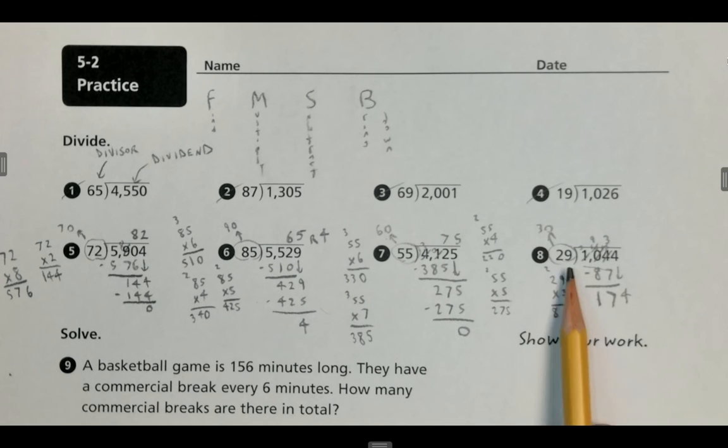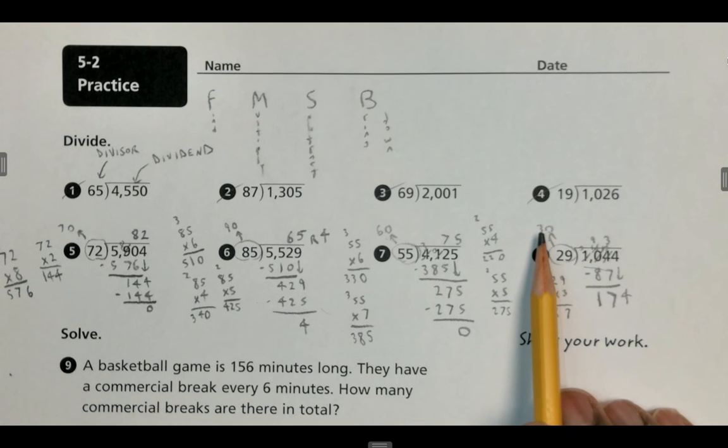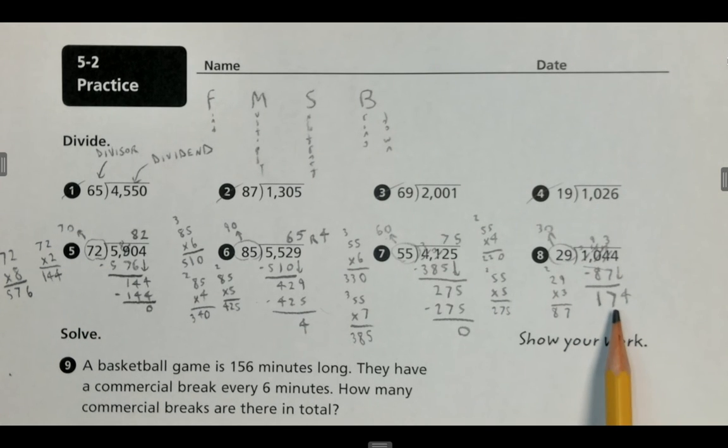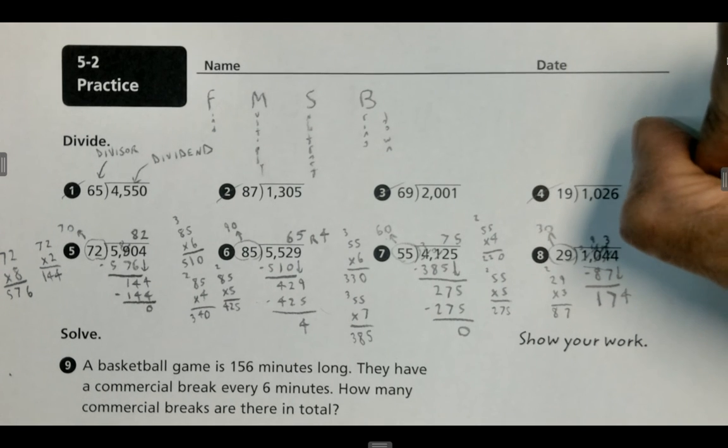We have to find how many times 29 goes into 174. Let's use our rounded number to get in the ballpark. How many times does 30 go into 174? Let's say about 5 or 6. What do you want to test out first, 5 or 6? Let's test out 6. I've got a good feeling about that one.